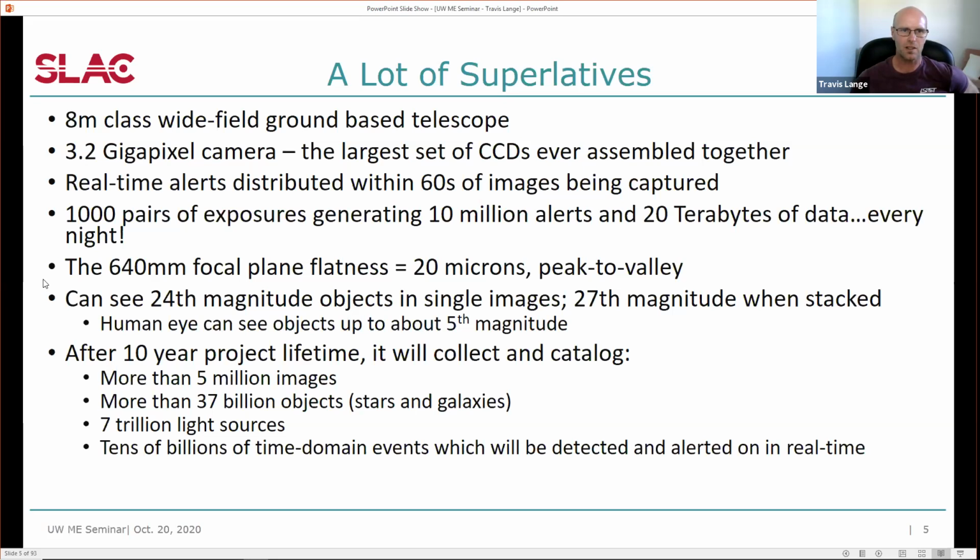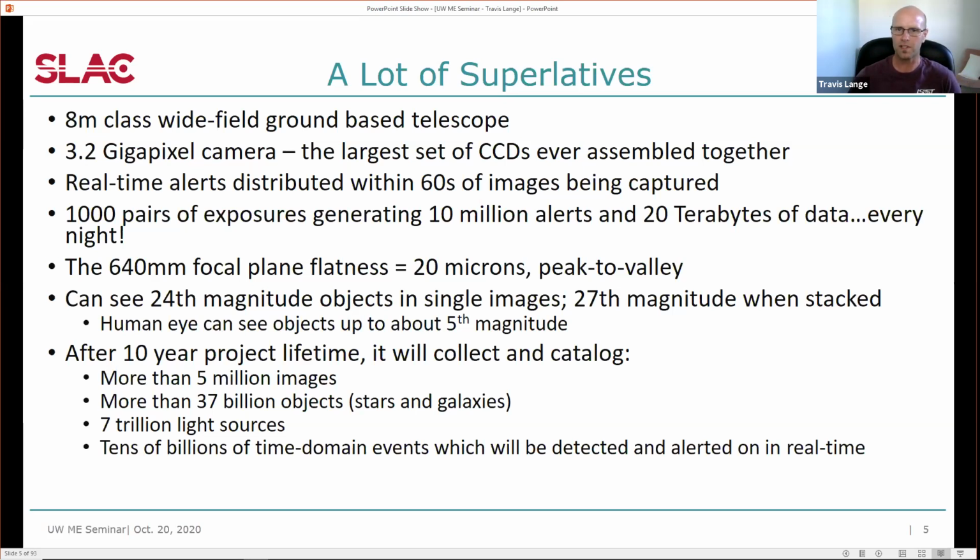How deep it can see. So as I mentioned, it's a survey telescope, so it's not intended to be something that sees very deep into space, although it can see fairly deep. So it sees like 24th magnitude. That's not quite as good as something like the Hubble. The Hubble is 27th, 28th magnitude.